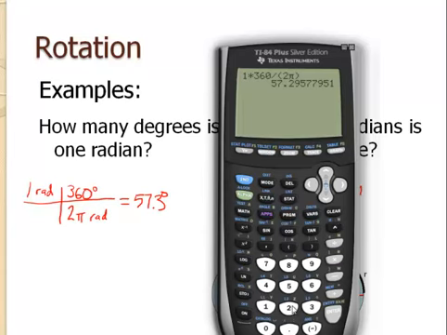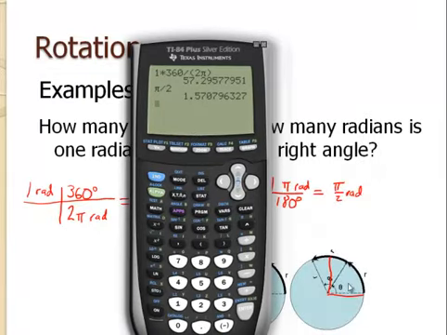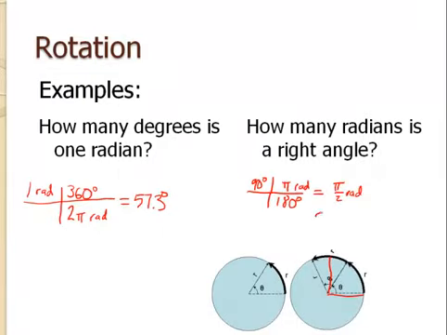So we'll do pi divided by 2, and that gives us 1.57 radians. So we'll say approximately 1.57.